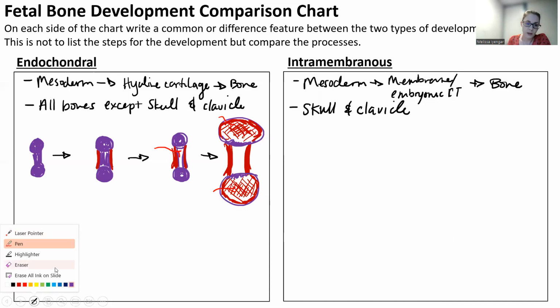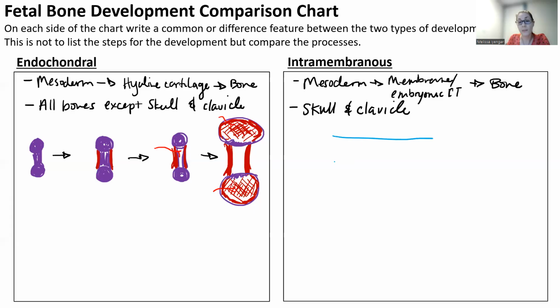Then for membrane, membrane is going to be skull bones, and you're going to create basically a membrane. So just kind of imagine I took a sagittal section of the skull and I have a membrane that's forming around my dorsal hollow nerve tube. And that is actually going to be what's going to create the skull.